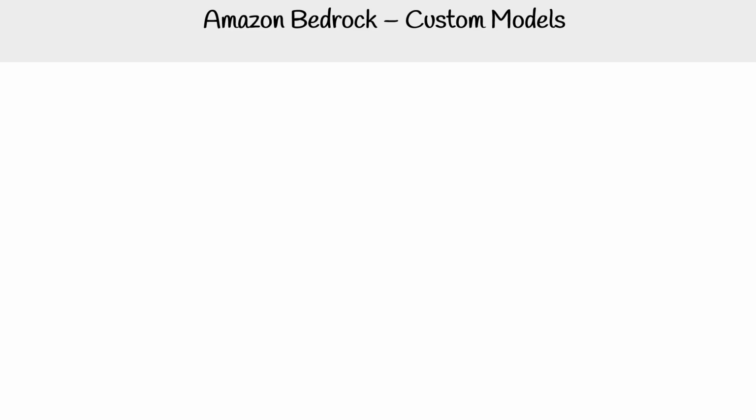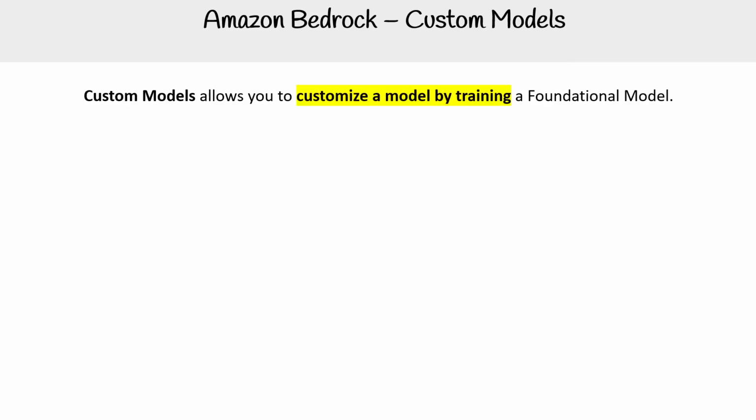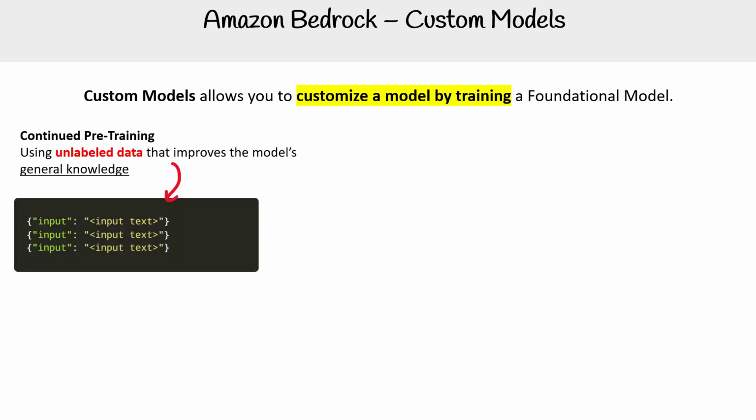So Amazon Bedrock allows you to have custom models through training. And so you can choose a foundational model, like one of the models from the catalog. Not all of them, but a lot of them allow you to be trained. And you can do either continued pre-training, sometimes they call this continuous pre-training. It just depends on the documentation, but it's the same thing, where you're using unlabeled data that improves the model's general knowledge.